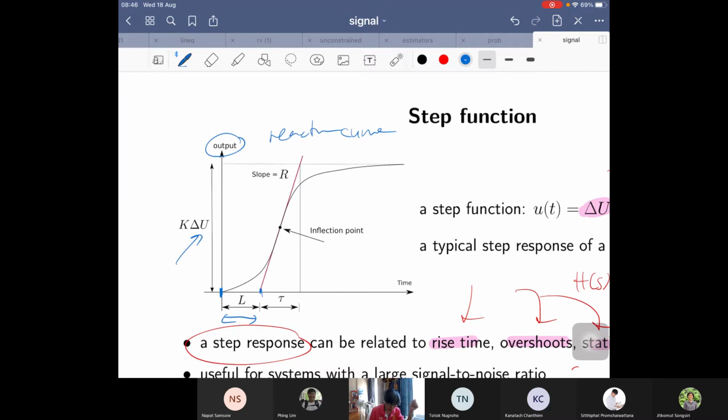To obtain this parameter, you look for the inflection point, the point where the slope of this line is highest, and you draw this tangent line. When it intercepts the time axis, that's how you get the delay. Then this straight line intercepts the steady state value of your output, which is the value of k delta u. This is something you can read from the graph, and then you can obtain the parameter k.